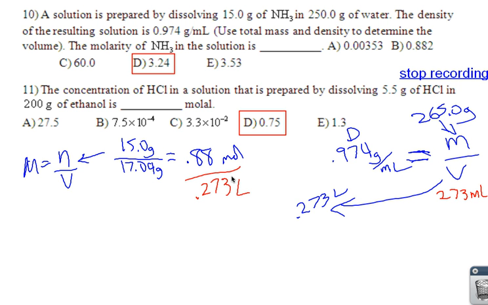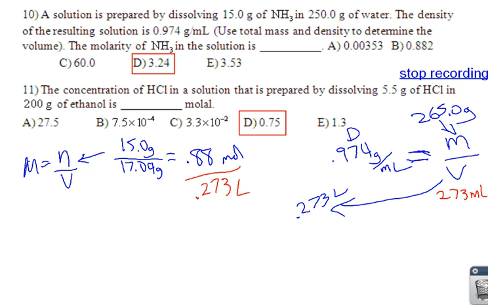All right. So number 11, we're going to do these in groups of 5. Number 11, we have the concentration of hydrochloric acid in a solution that is prepared. We have a mass, we have grams, calculate the molality.